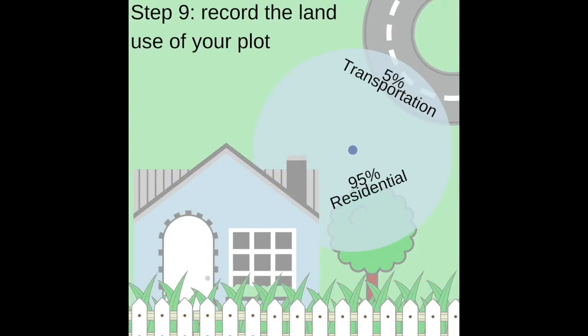Step 9 is to record the land use of your plot. This should be nice and easy. If the plot is entirely within private property, simply record 100% under residential. If your plot falls partly onto another land use, check the other categories, such as park or transportation, in the manual. That's the measurements for section 1 complete.